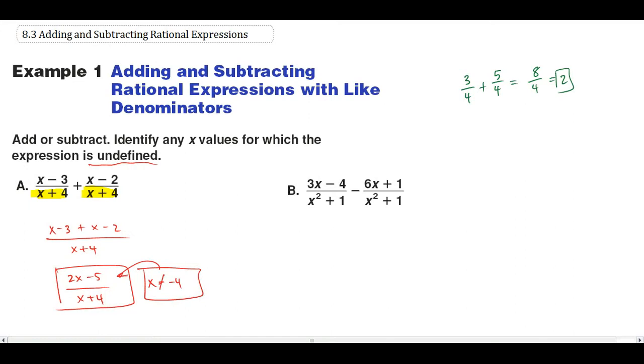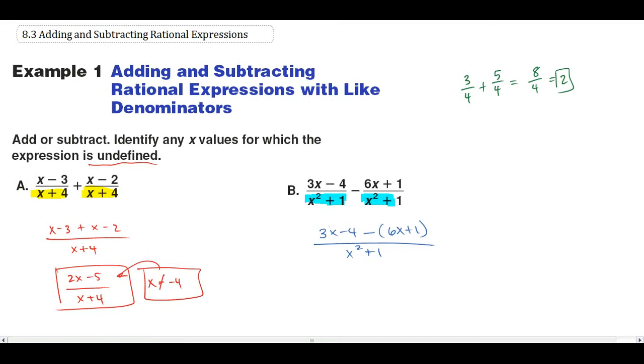What about B? Same thing. Look at those denominators. Are they the same? Yes, they are. So we can just write this as one big fraction. 3x minus 4 minus, now be careful, all of 6x plus 1. And that's over x squared plus 1. So there's a little bit of trouble there. That negative has to be distributed all the way through. You'll fall for it once and then probably never again. So hopefully here you see it and you're not scared.